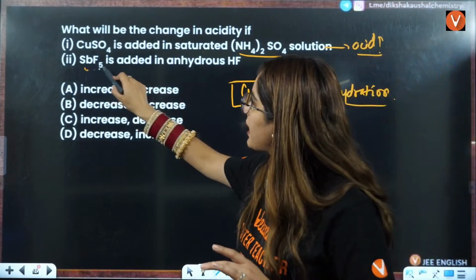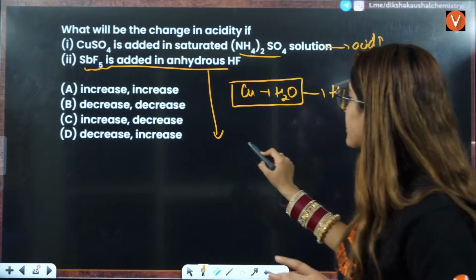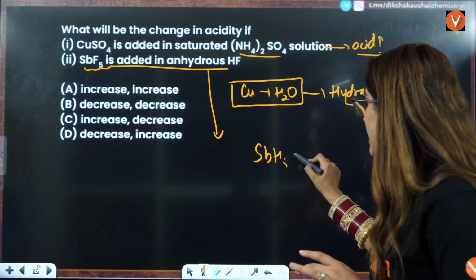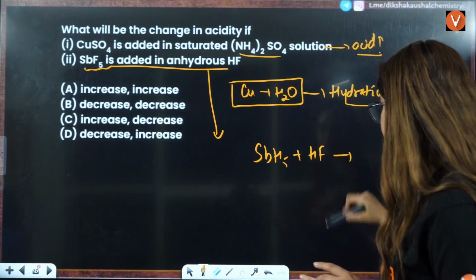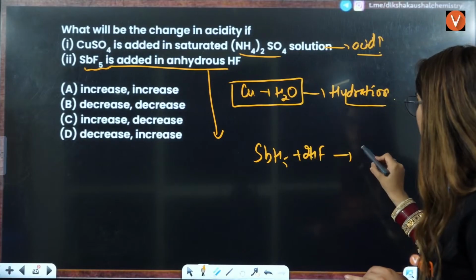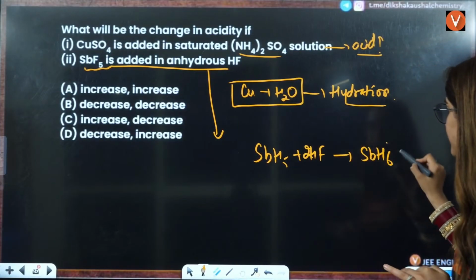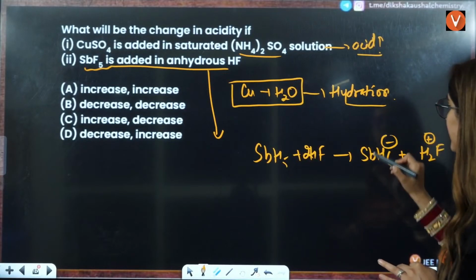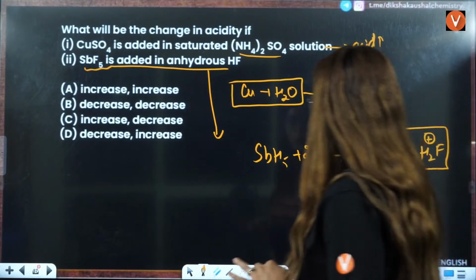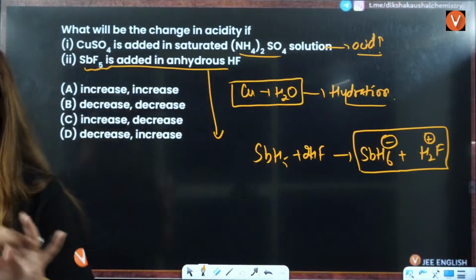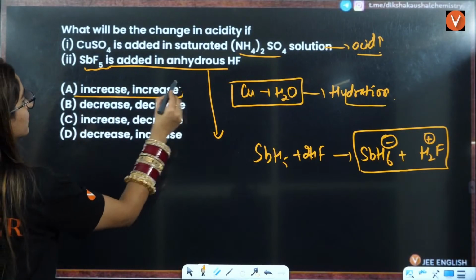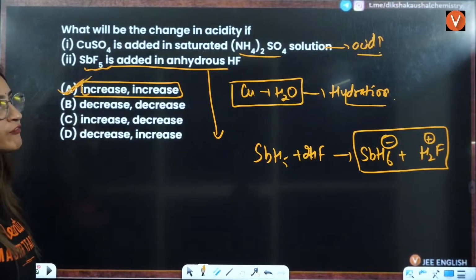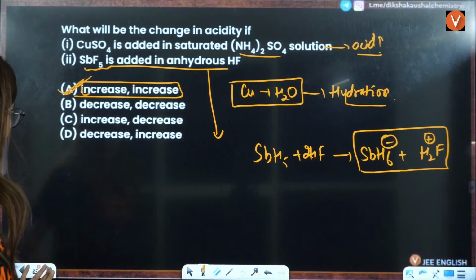This is SbF5 added to anhydrous HF. So if SbF5 is added to HF here, it is going to form SbF6 negative plus H2F positive. And because of these two compounds here, the acidity again is going to increase. So in both the cases, the acidity will increase here, right? Okay.